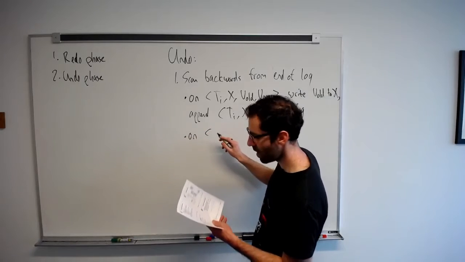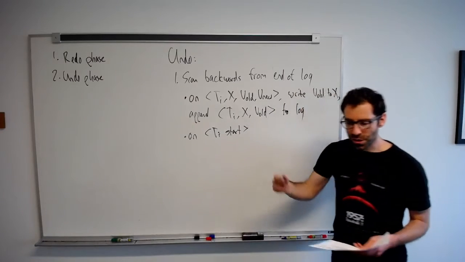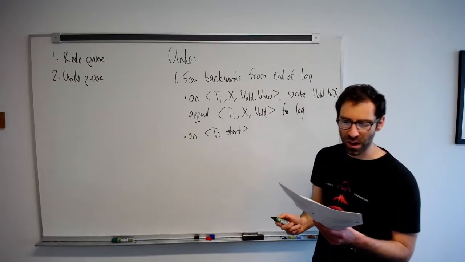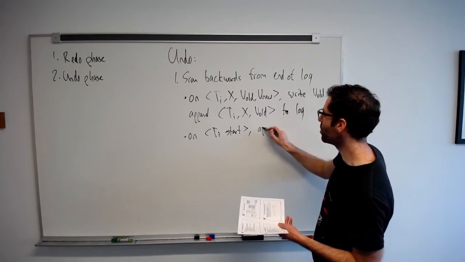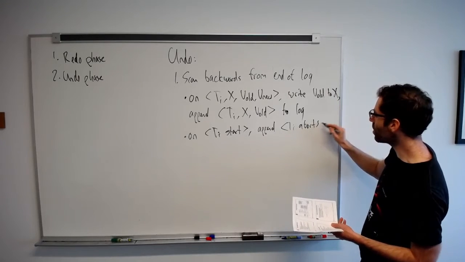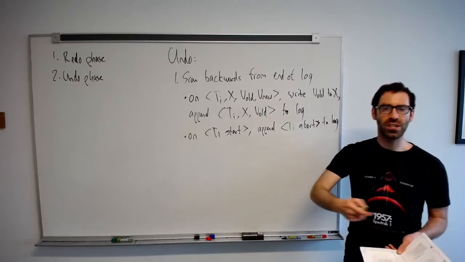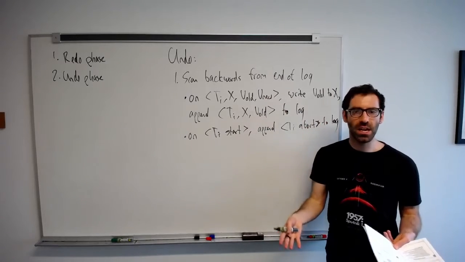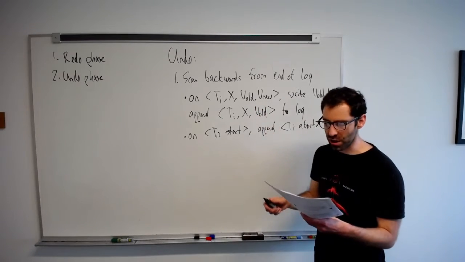And if we see a T_i start, so if as we're undoing we get back to the point of the start of some transaction, as we saw before, we're going to append an abort record to our log to indicate that we have successfully completed the undo of our transaction, and the state of the database and the state of the log reflect that it has been aborted and rolled back, all of its changes undone.